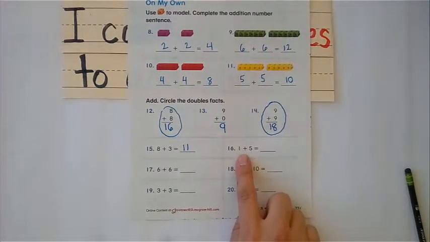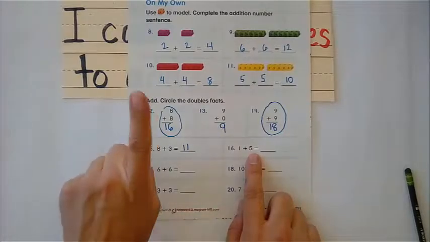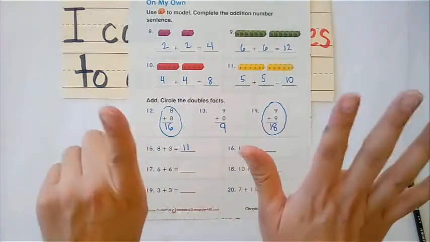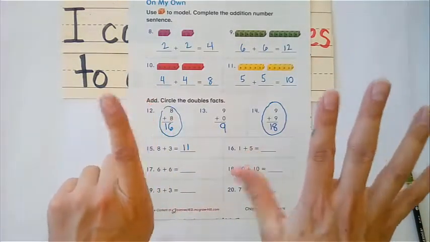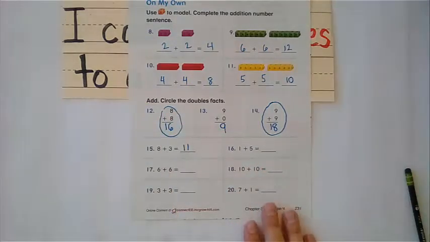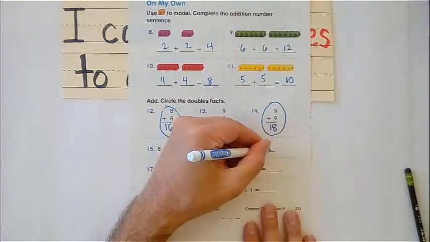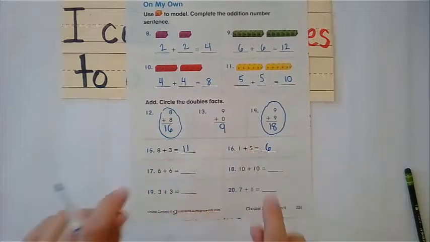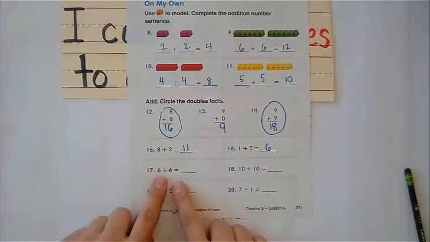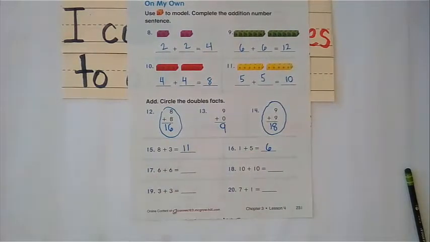How about this one? 1 and 5. I could say 1 and 5. Now, are those doubles? No, but I know that they make 6. That's an easy one. But I'm not going to circle it because these are not doubles. How about this? Is this a double? That is. And I know that 6 and 6, that made what?